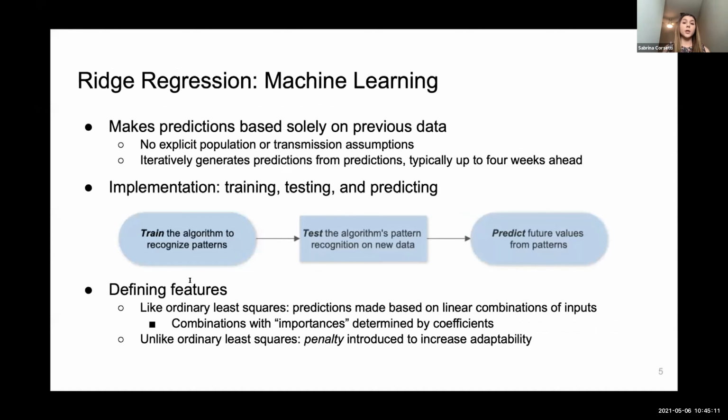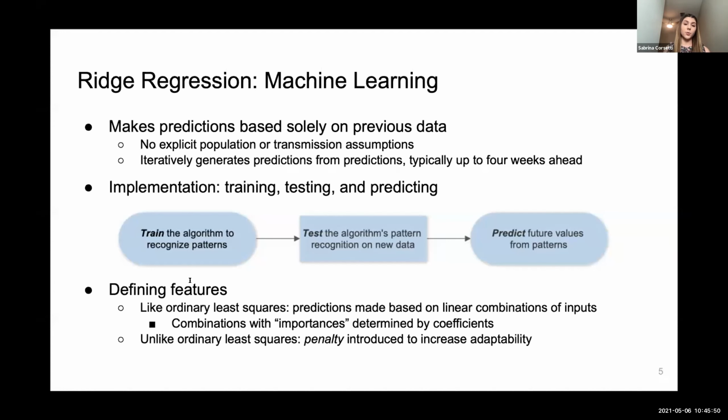Now, in terms of the foundations of our model in machine learning and regression specifically, one of the main benefits of the model that we use is that we're able to make predictions based exclusively on previous data, which means we don't have to make any explicit assumptions about the populations or COVID-19 transmission when we're considering a different region. In addition, our model is able to iteratively generate predictions from predictions, which means we can make indefinite predictions, although we typically stick to about a 4-week range. Our implementation takes place in the 3 characteristic steps of training, testing, and predicting.